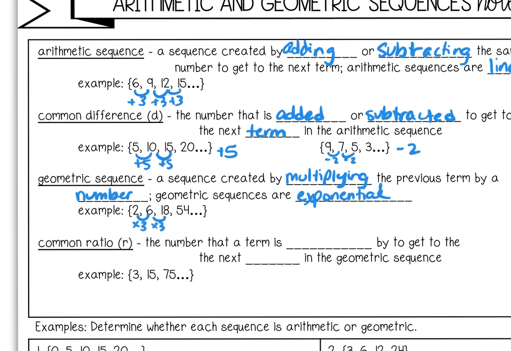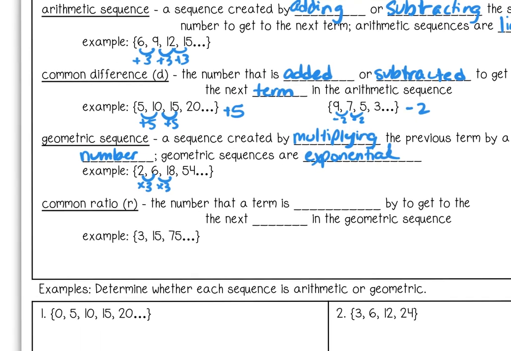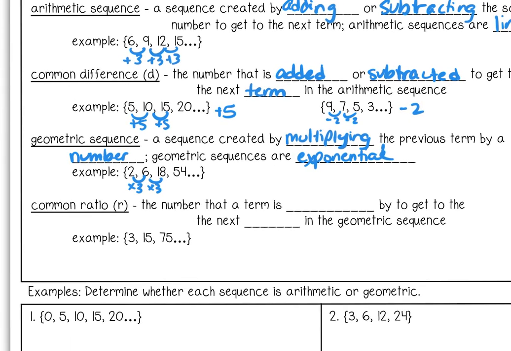So that's geometric. The common ratio is the number that a term is multiplied by to get the next term in the geometric sequence. So here, 3 times 5 is 15. 15 times 5 is 75. So our common ratio is 5.